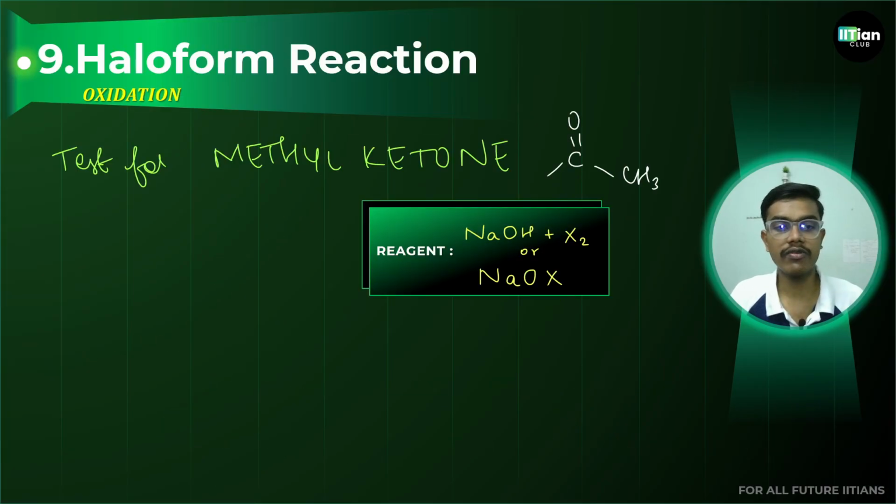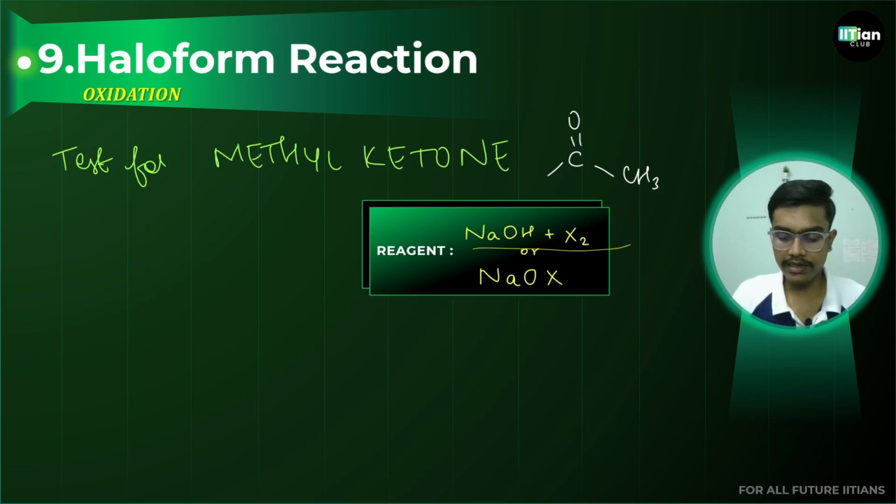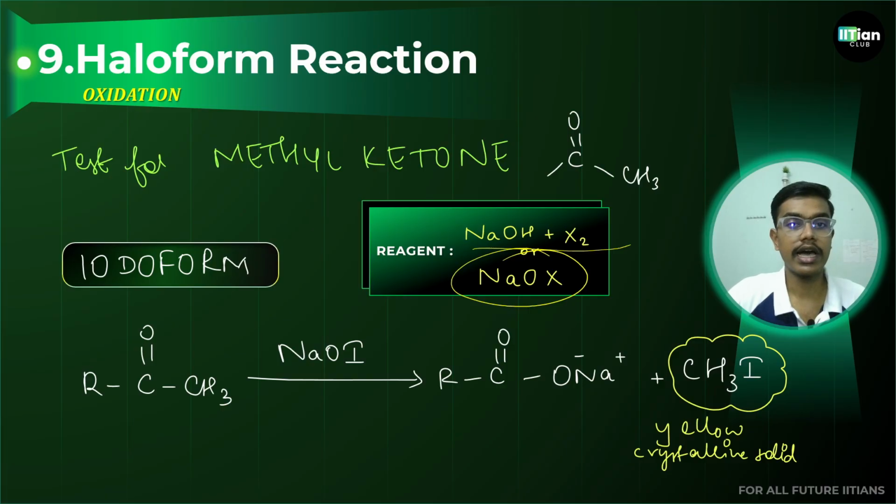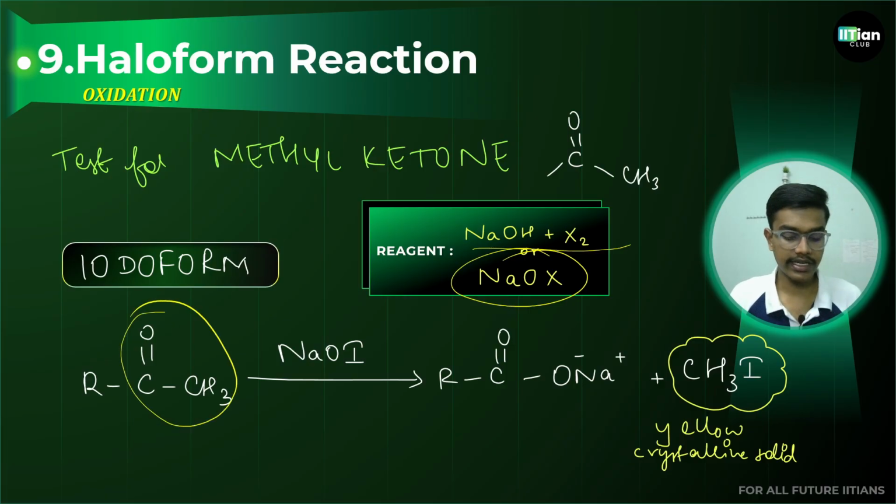Moving on, we have haloform reaction, which is basically a test for methyl ketone group. And the reagent, you can note that it is NaOH plus X2, and sometimes they give you NaOX. That also you should remember. And when we are taking iodoform, you can see that here you have a methyl ketone group, and when you treat with NaOI, you get yellow crystalline solid iodoform getting formed. Hence, you can detect the methyl ketone group.